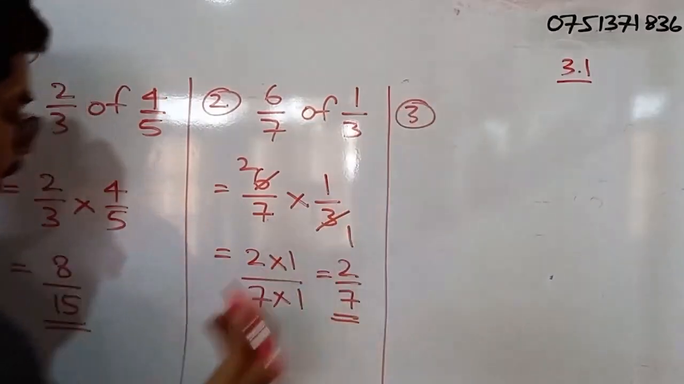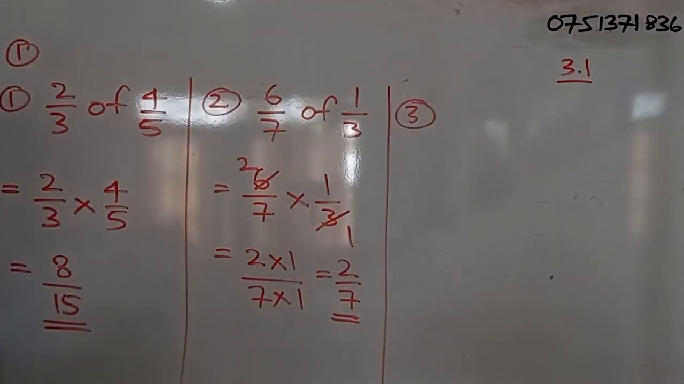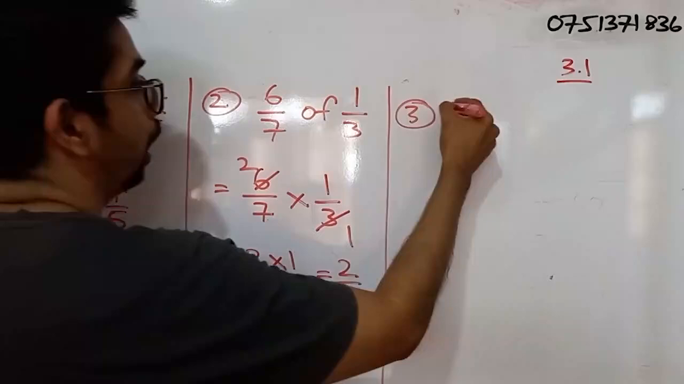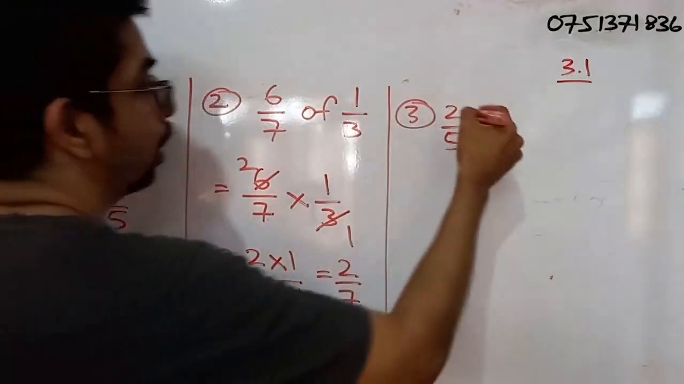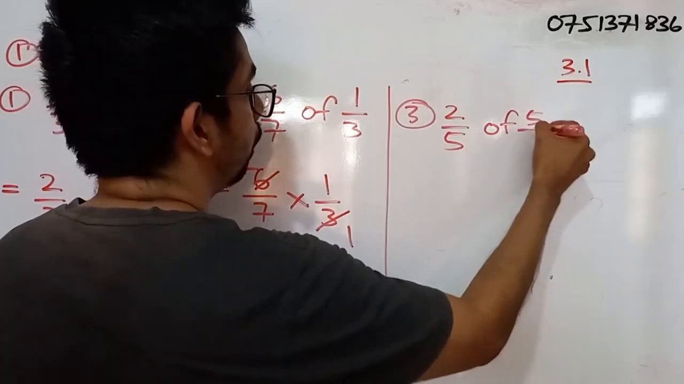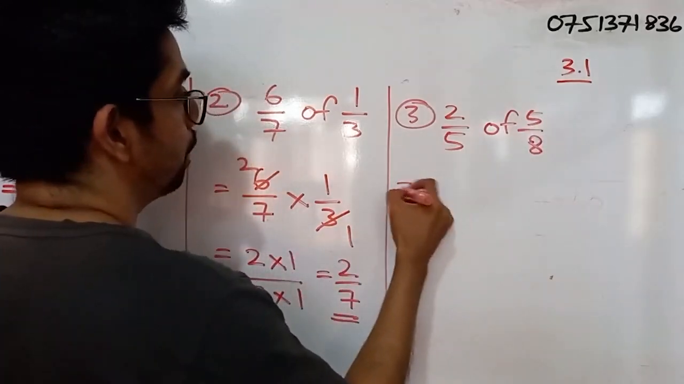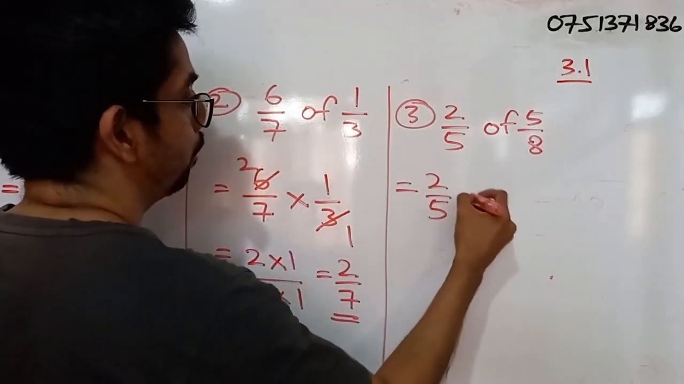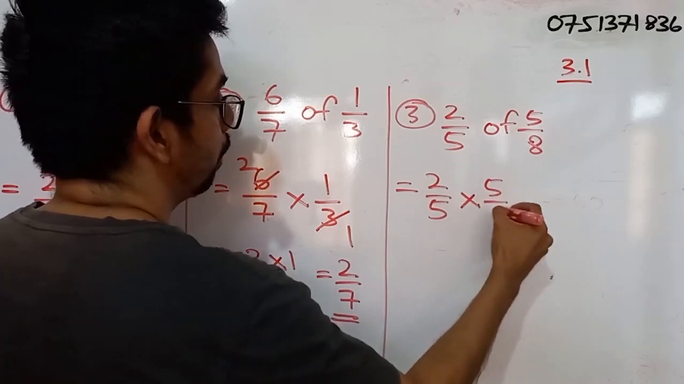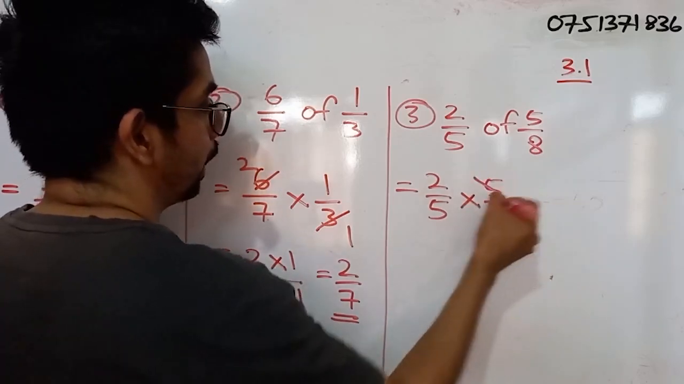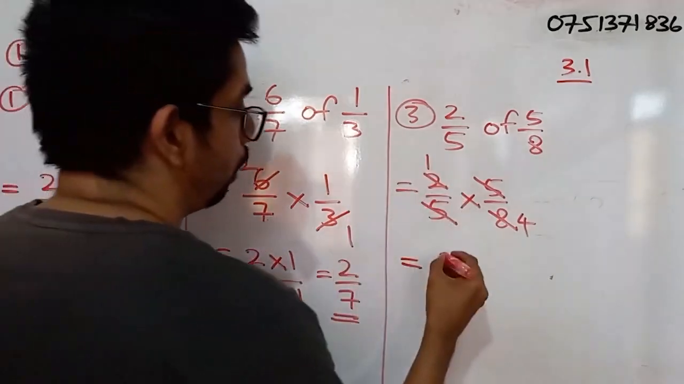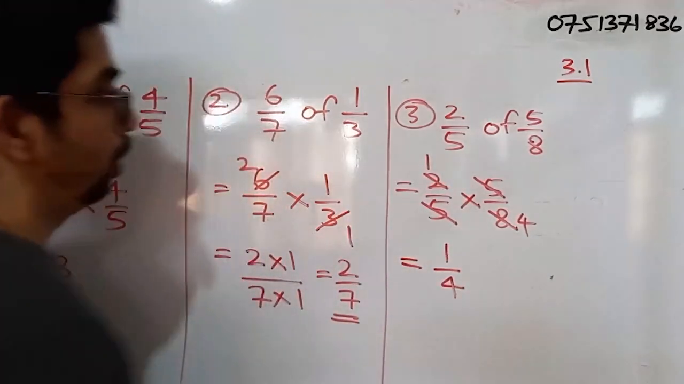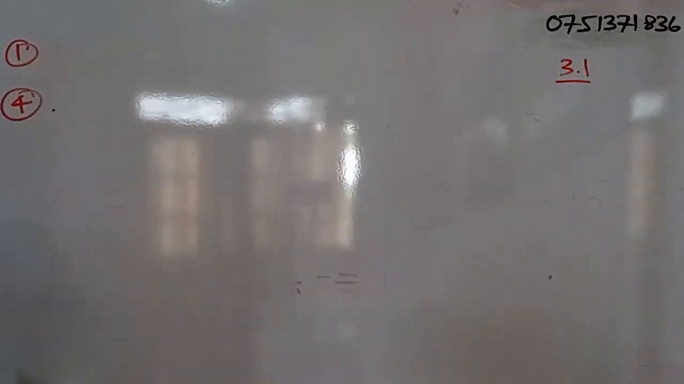Right. Part 3. So I have 2 by 5 of 5 by 8. So the same process, 2 by 5 multiplied by 5 by 8. So I can cancel out the 5. 2 times 1, 2 times 4. So here, what will be the answer? 1 by 4.